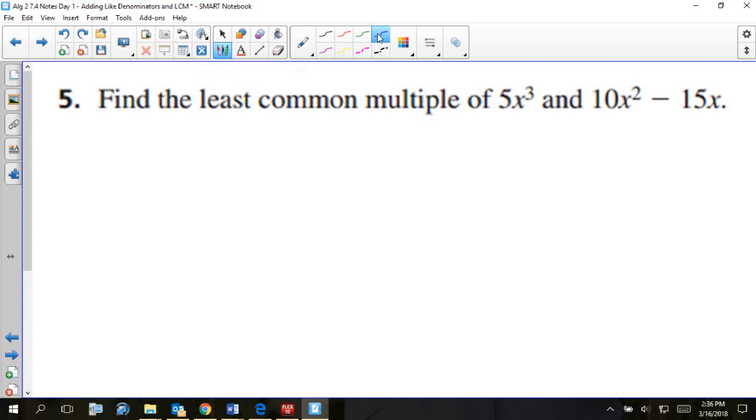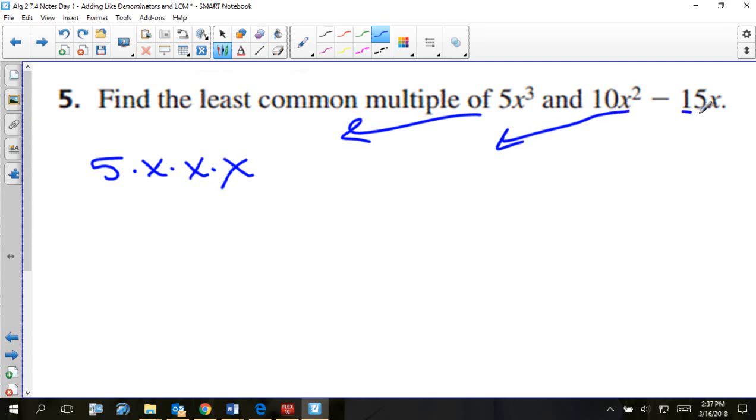Step 1. Factor each expression. So the first expression is a monomial. So factoring 5x cubed, we just write 5 times x times x times x. The second expression is a binomial. So how do we factor binomials? First step. Is there a GCF? What is it? It's 5x. So factor out that 5x, and we have left over 2x minus 3.